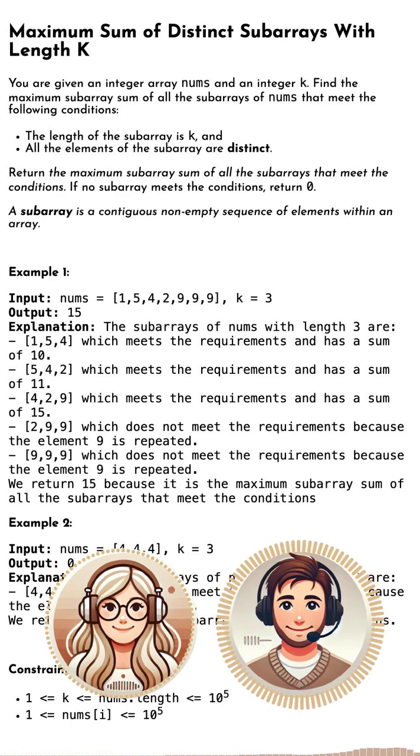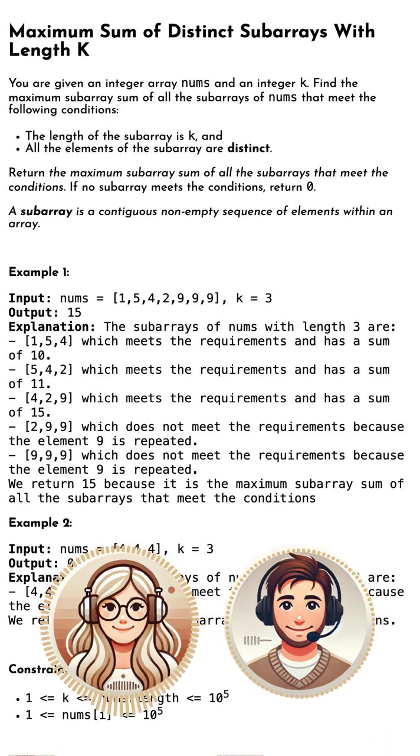This is so cool. It's like we're reusing the information from the previous subarray. We don't have to start from scratch every time. Exactly. That's the beauty of the sliding window technique. So we keep sliding the window, adding new elements, removing old ones, updating our sum, and checking for duplicates. And at every step we ask ourselves, is this the new maximum sum? I think I'm getting the hang of this.